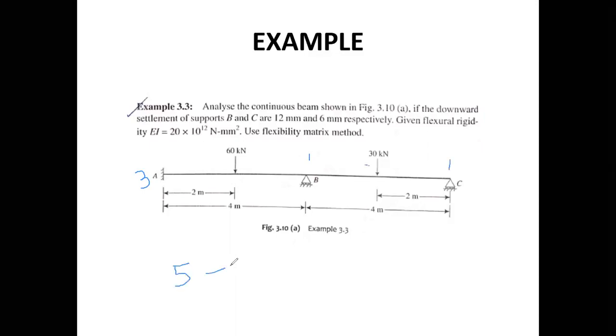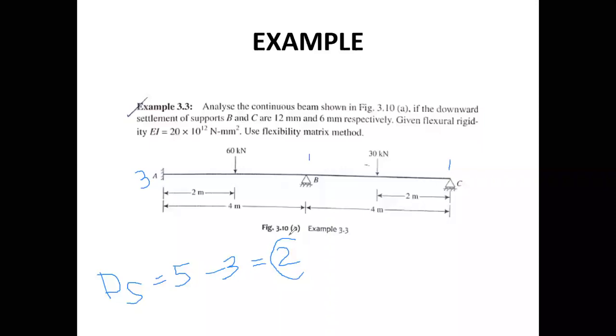5 minus 3, that is the equilibrium equations, equals 2. So this is the degree of static indeterminacy in this case. So at least 2 coordinates should be selected in order to analyze this beam.